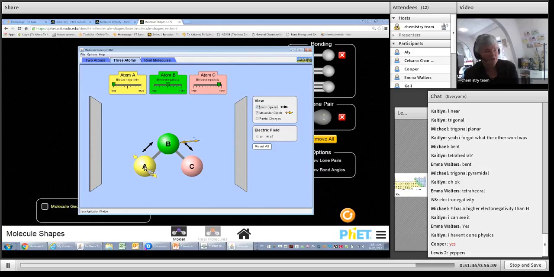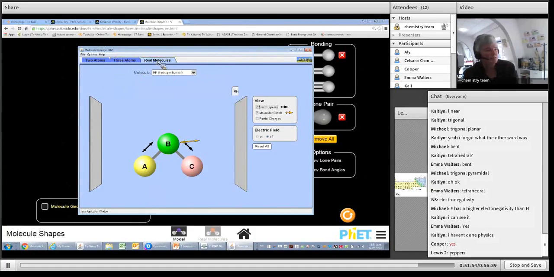I can make the black ones there. A is not very electronegative, so B grabs those electrons, okay? But C is more electronegative, so it's grabbing those electrons, so there's a sort of overall negative area over here and a positive area around A. So we can see this in the real molecules.